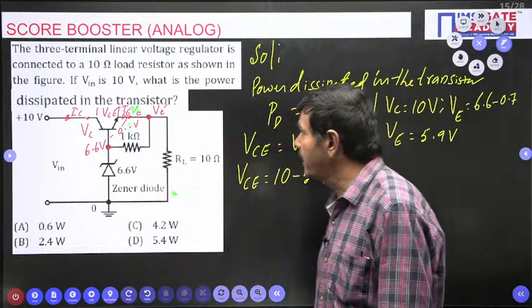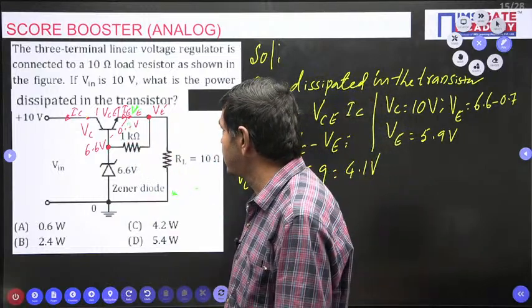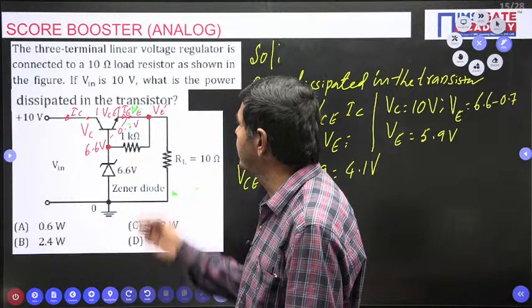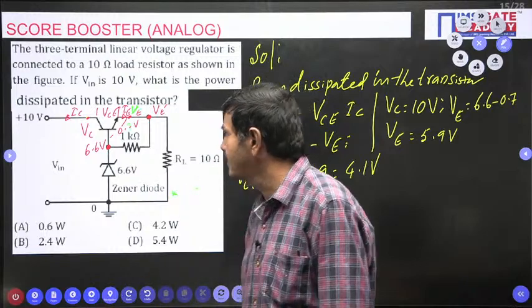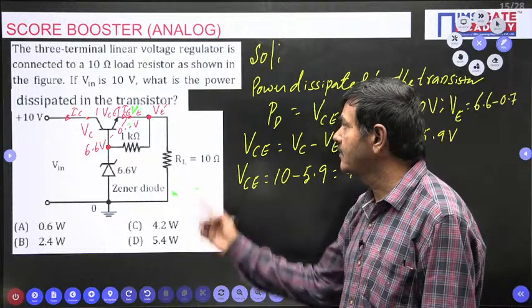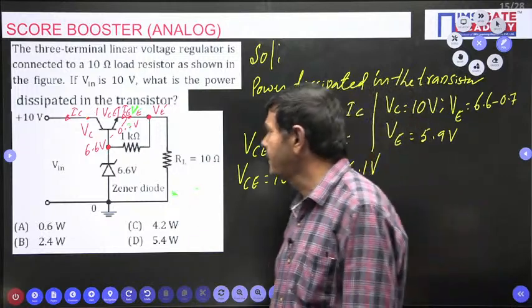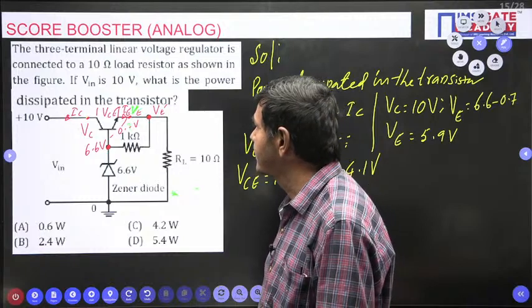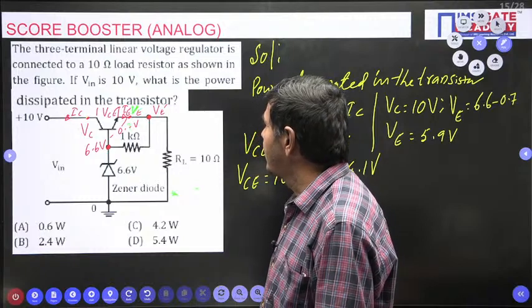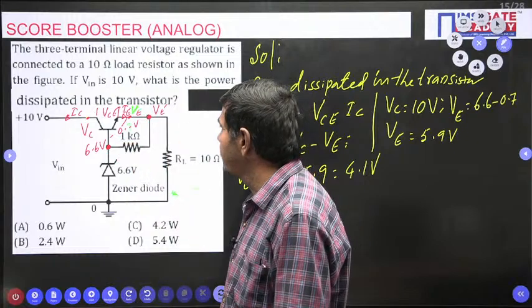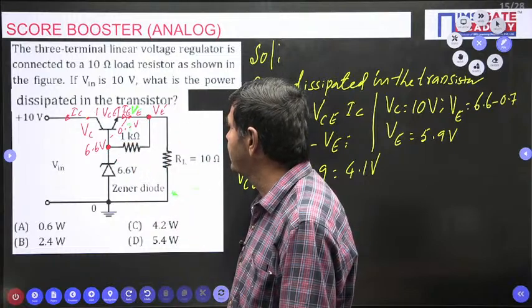So, how do we determine this IE, the emitter current? That's more important now. Can anybody find what emitter current we can get here? Please find what emitter current is possible here. This current is IE. Please tell me, how much is it?